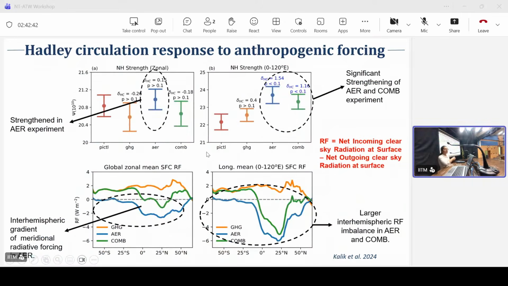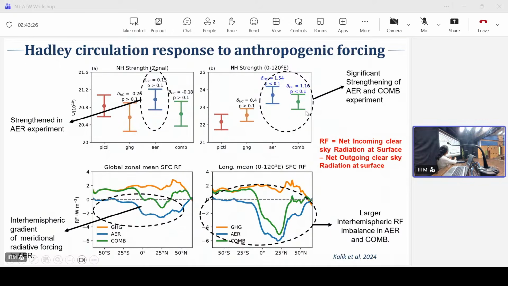And looking into the strength of the Hadley cell, we did both the zonal mean and the Indian Ocean region, because the southward shift happened over the Indian Ocean, and also primarily because the aerosols are a regional forcing. The impact of the aerosols is mostly seen regionally, and it is very strong. So we averaged over the Indian Ocean sector, the South Asian region and the Indian Ocean. And we find that there is significant strengthening of the Hadley cell over the Indian Ocean region.